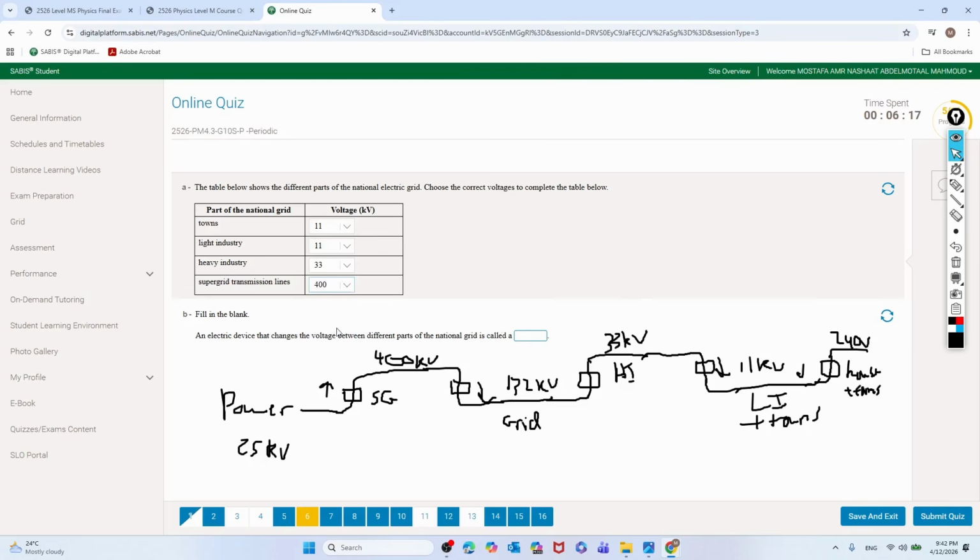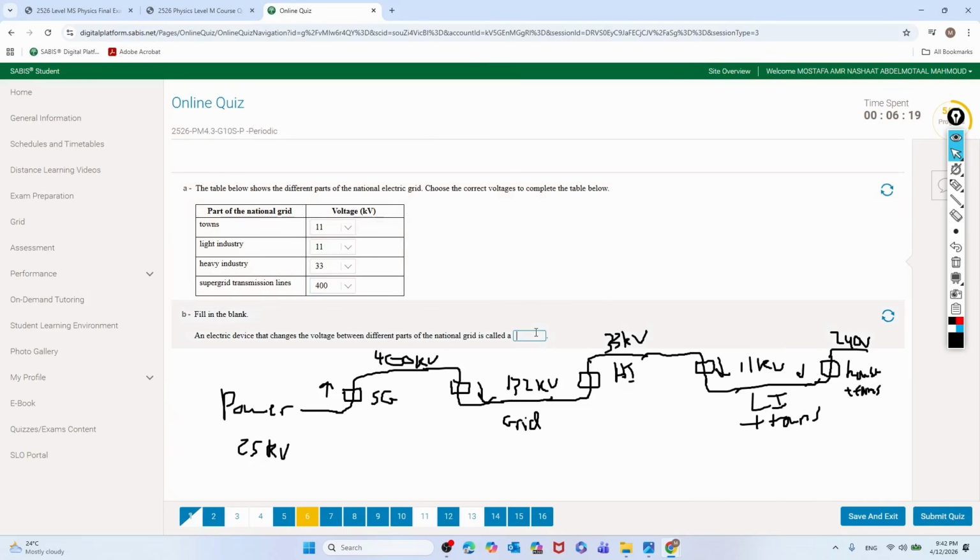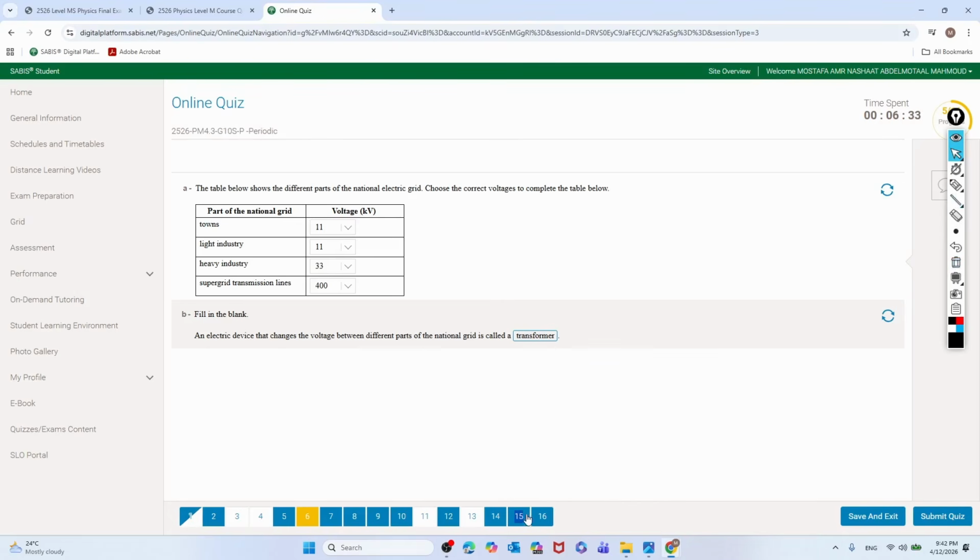An electric device that changes the voltage between different parts of the national grid is a transformer. Okay, and last thing is a fuse. Question 15.